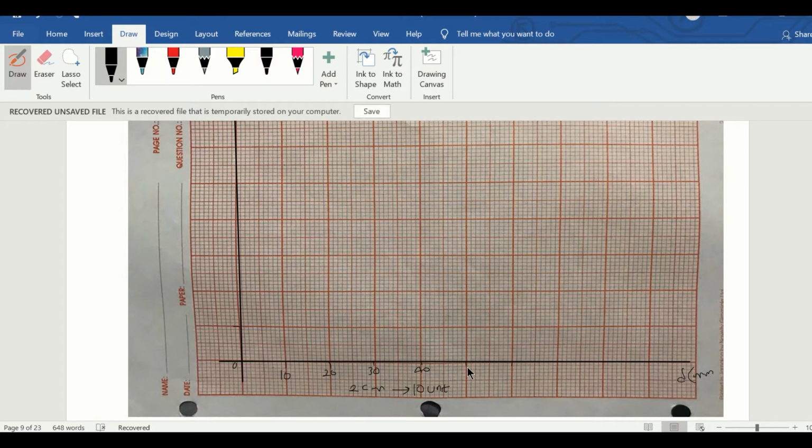1, 2 is my 50. 1, 2 is my 60, 1, 2 is my 70, 1, 2 is 80, 1, 2 is 90, and 1, 2 is 100. Here's my 100.